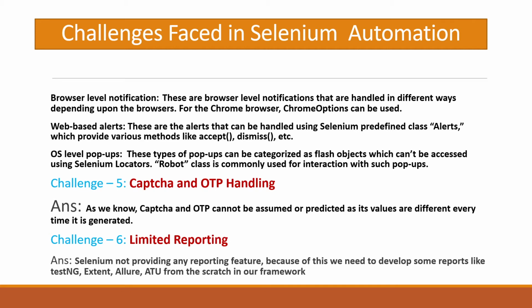What is the example for browser level notification? There is an allow or decline camera access. Suppose you are trying to use an application which will allow you to use your camera, or where you are able to use your microphone. During this time you will get some alerts, right? You will get an alert: allow or decline camera, allow or decline microphone. We can consider these alerts as browser level notifications.